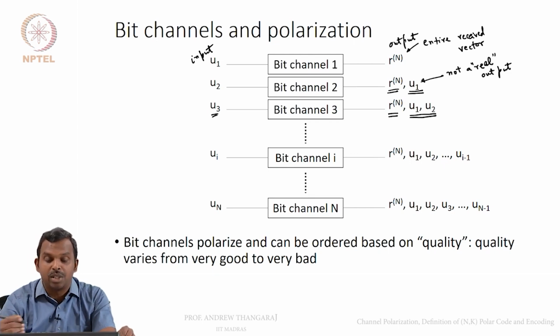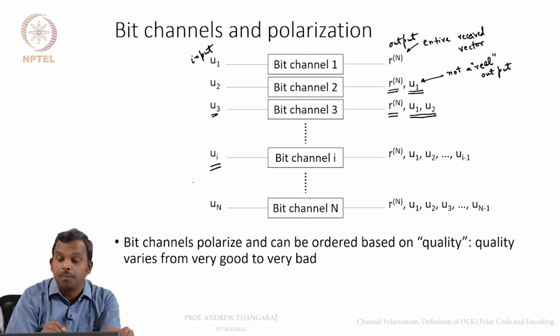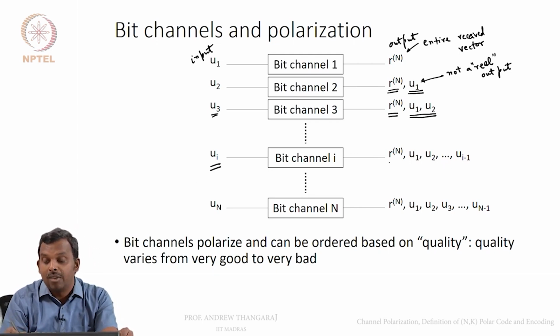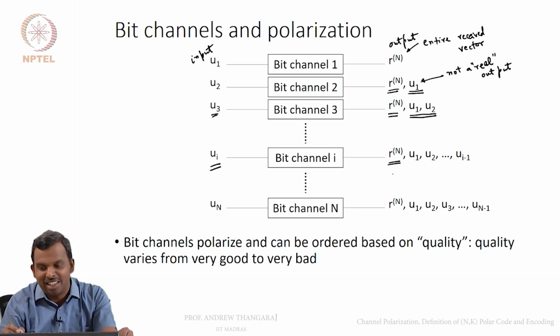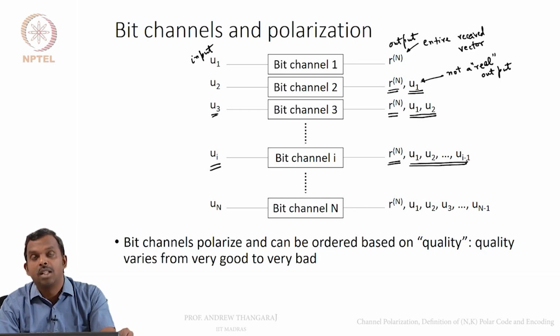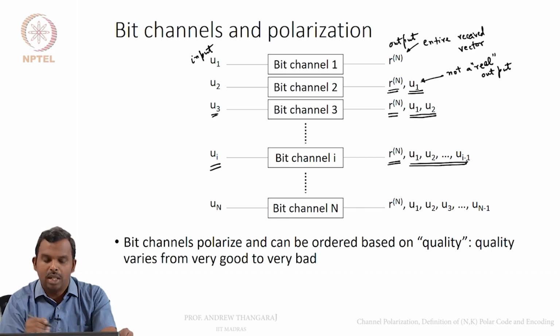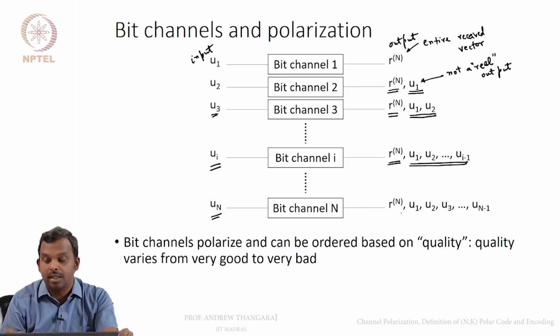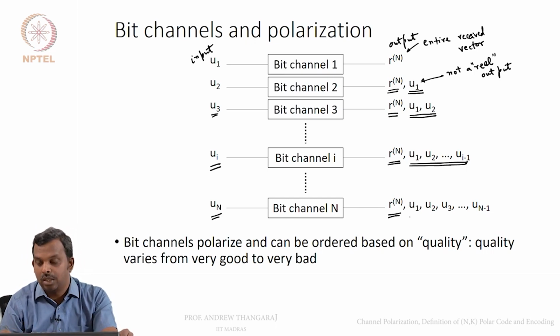So, likewise you can proceed. What do I do for the ith bit? For the bit channel I will imagine that the entire received vector is there. That is not very hard to imagine. I have the entire received vector. But then I will also imagine I have all the previous bits that were transmitted. So, U1 to Ui minus 1 I already have at the output. This will be what I will imagine. Likewise I will go all the way up to the nth bit channel, which has all the received values, and then all the previous bits.